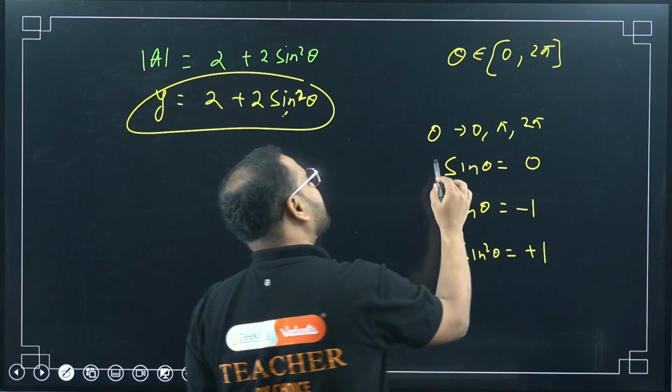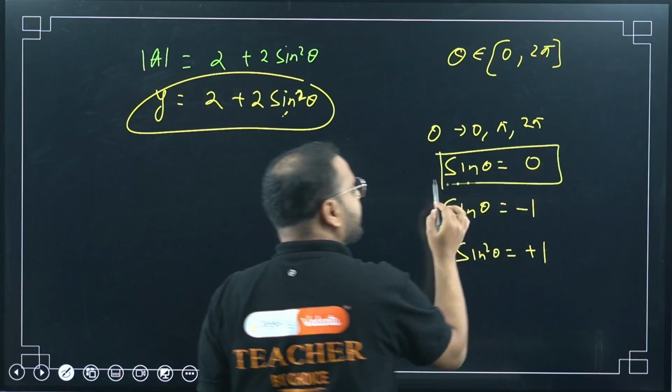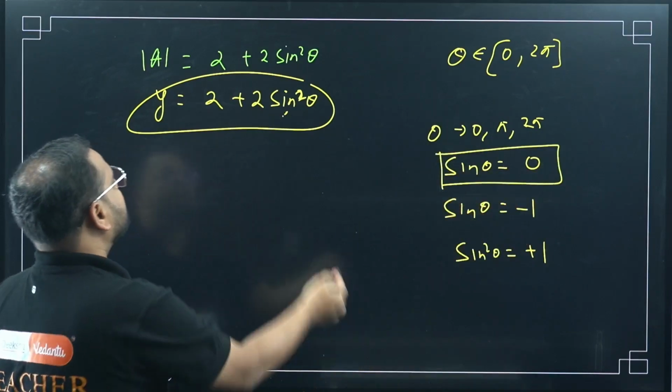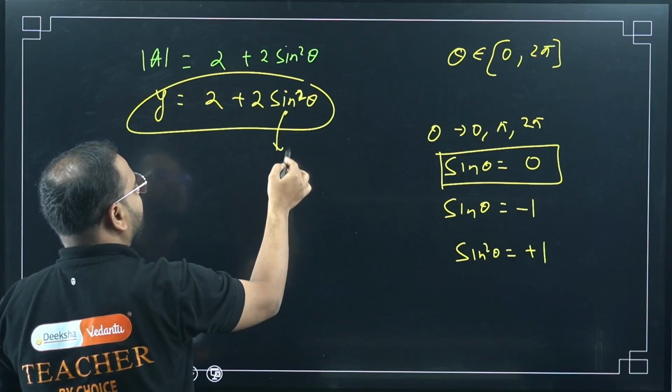So the minimum value will be what? 0 only. So, if I put this as 0, this as 0, what will happen?